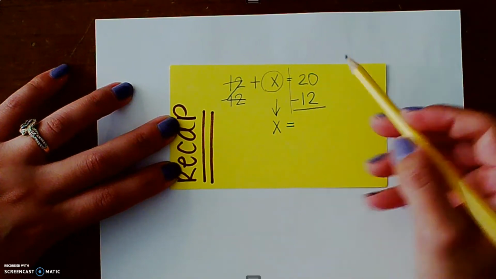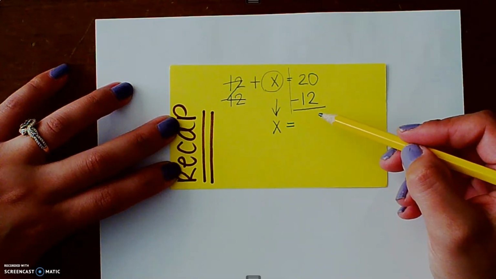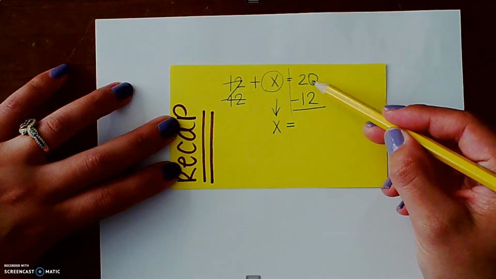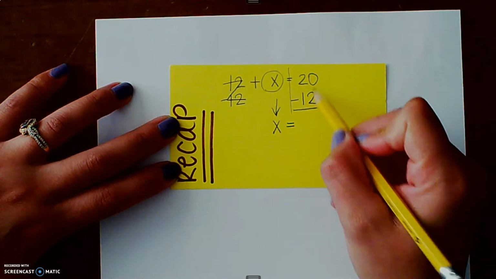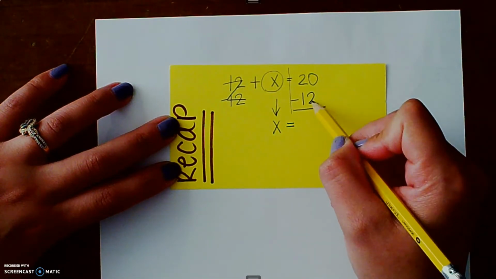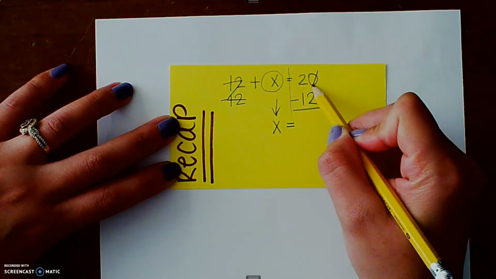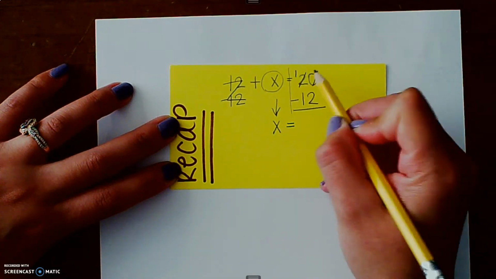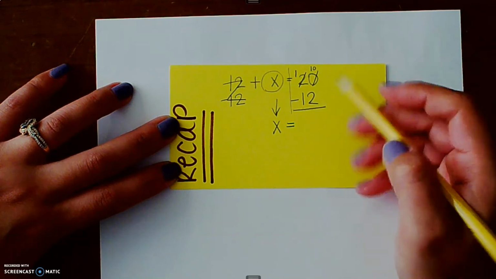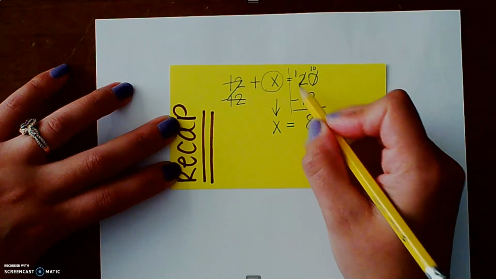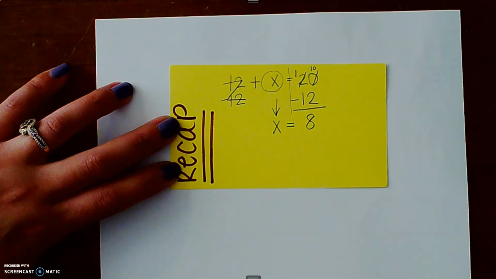equals, and then we just need to do the actual subtraction. 20 minus 12. Again, I'm going to have to borrow because 0 minus 2, you cannot do that. So I'm going to borrow from the 2, and this becomes 10. So 10 minus 2 is 8, and 1 minus 1 is 0. So x is equivalent to 8.